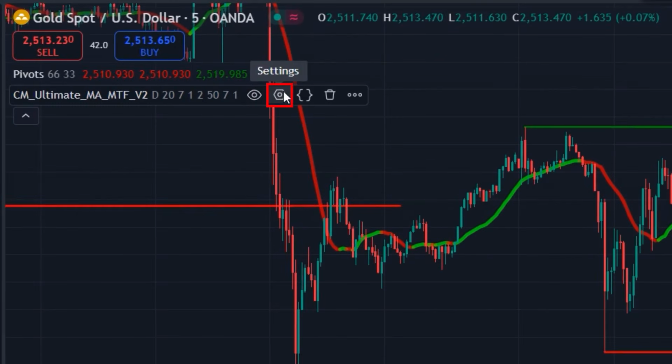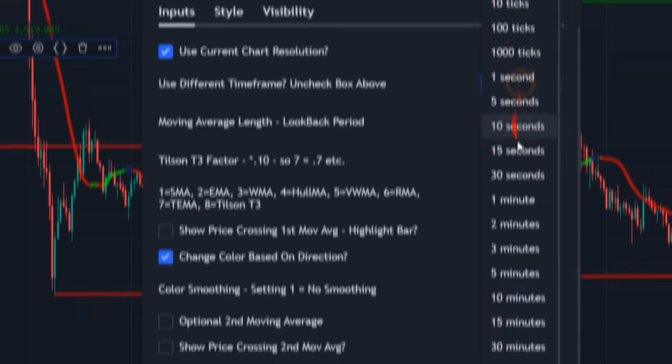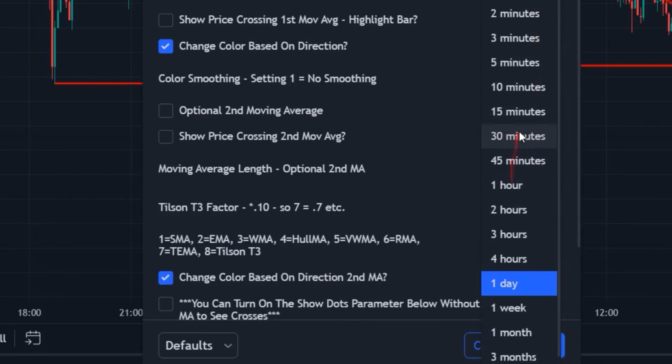For this, simply click on the gear icon next to the name of this indicator and enter its settings. Now apply the changes you see so that this indicator becomes suitable for our use. After making these changes, I need to teach you how to use this indicator.